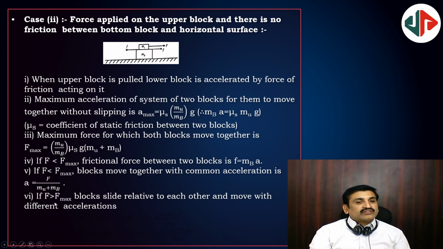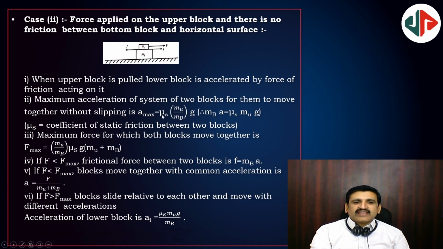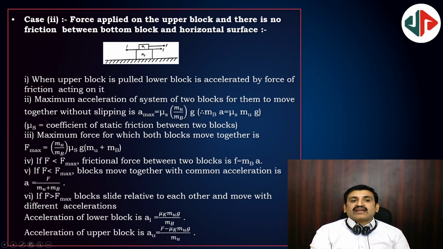And if you give greater force, then the lower one will get just only mu mg, right? Mu mg by capital M will be the acceleration of the lower one. Carefully observe this: mu instead of mu s, it is mu k, because relative motion came. So mu k mg by M is the lower one's acceleration, and the acceleration of the upper block is net force by mass. Net force is the applied force minus the frictional force, divided by mass.